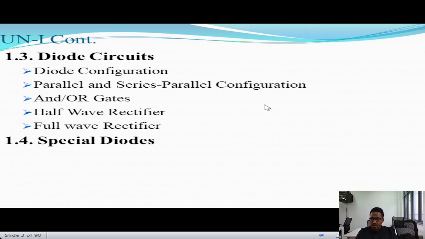In the third topic, diode circuits, that means diode applications. How diodes are configured, like parallel, series, and series-parallel configurations. How to use a diode like gates, OR gate and AND gate by using a diode, and also diode rectifiers. In the last topic, about special diodes like light emitting diode, Zener diodes, etc.